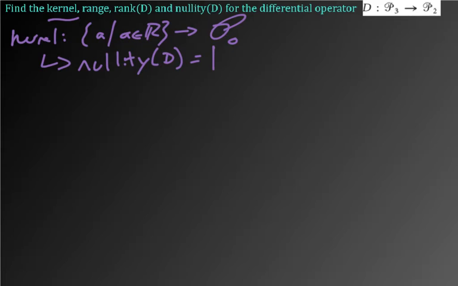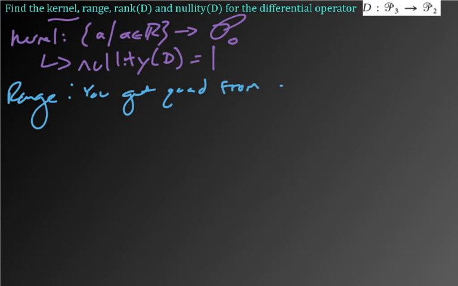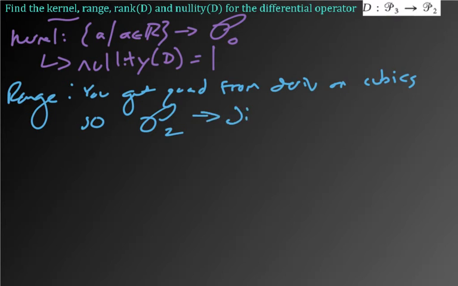For the range, I kind of think about it like this. You get quadratics from derivatives on cubics, right? So your output, your range, is basically any polynomial of order 2, right? So this thing should have dimension 3, right?